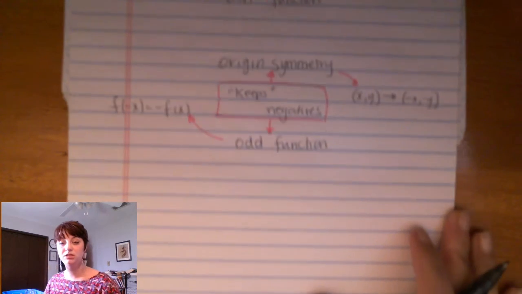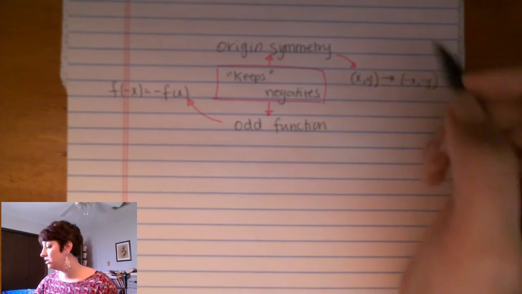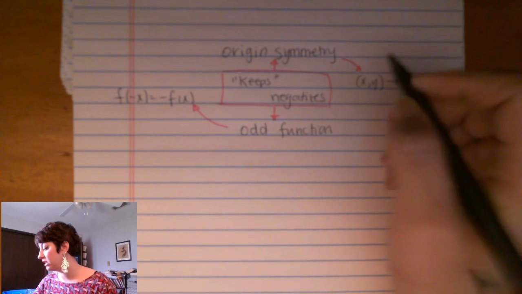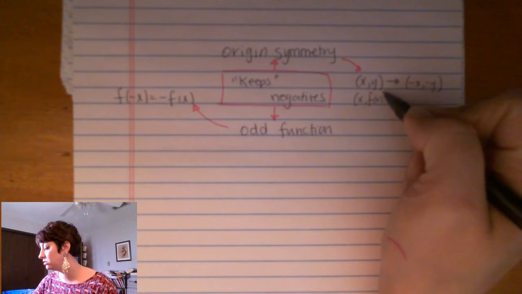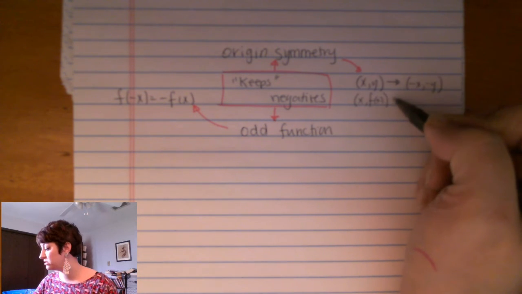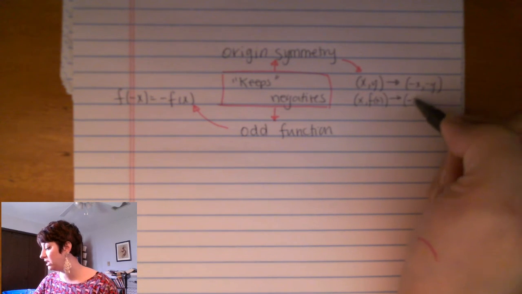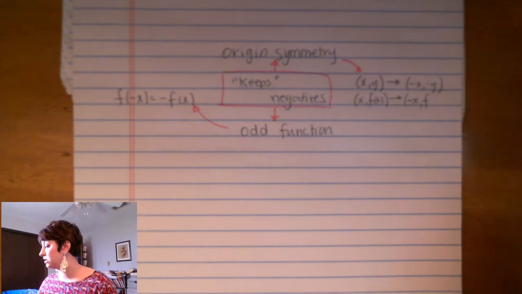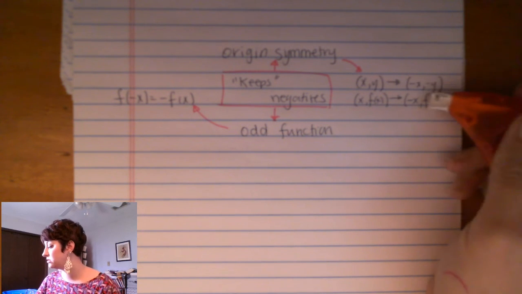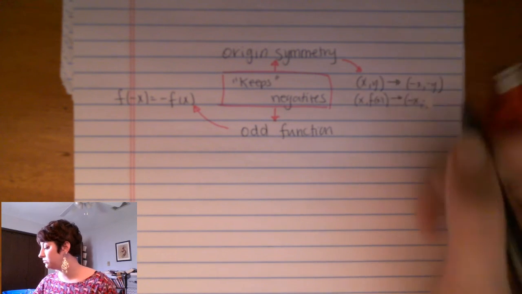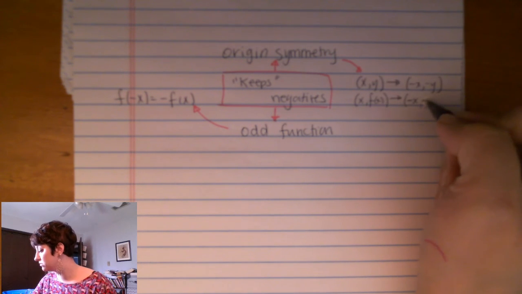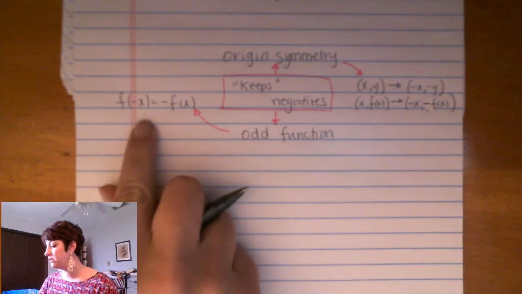All right, for origin symmetry, x and y are negative. So if you write this in function notation, (x, f of x) turns into (-x, -f of x). Which is the same thing this says.